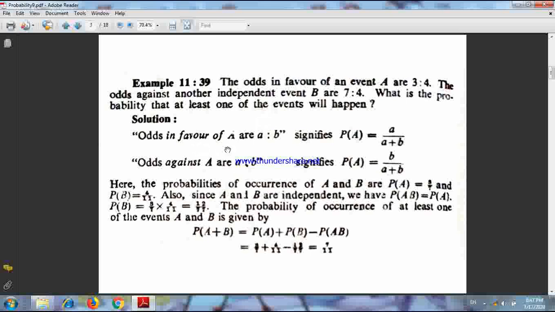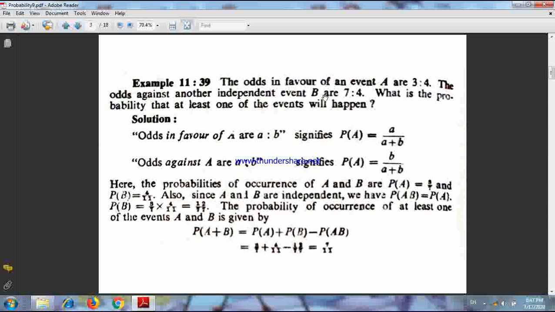Now first of all, see the definition of odds, the meaning of odds, you can say. If A is any event, then odds in favor of A are a is to b. It means that probability of A equals a upon a plus b. Similarly, odds against A are a is to b. That implies probability of A equals b upon a plus b.